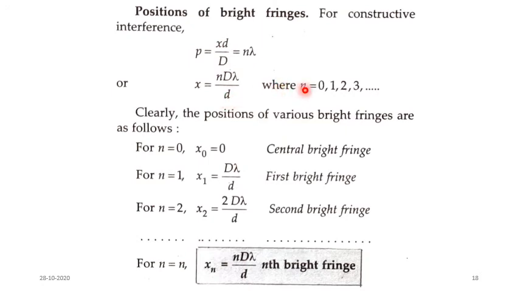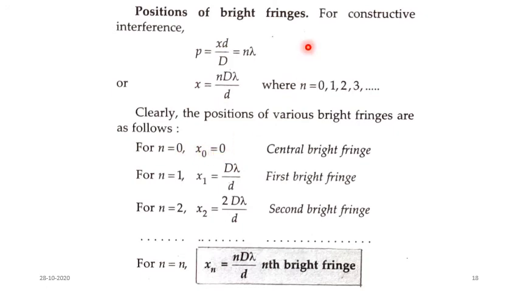Now taking the whole numbers, n equals 0, n equals 1, n equals 2, n equals 3. This n represents the order, which order we are taking: the 0th order, the first order, the second order, the third order. So let us start with the 0th order. When n equals 0, this whole term will be 0, which means x equals 0.